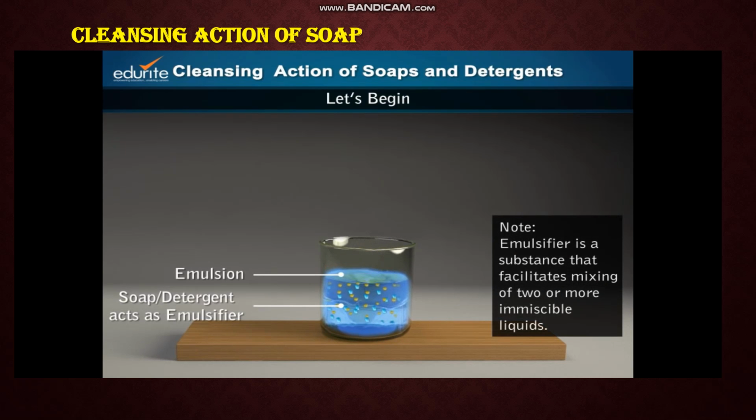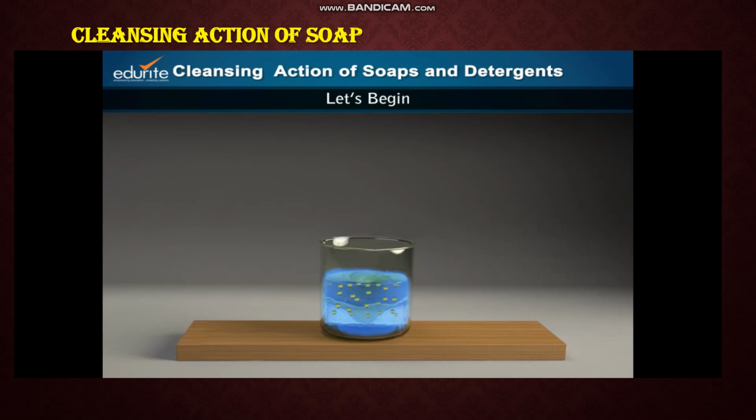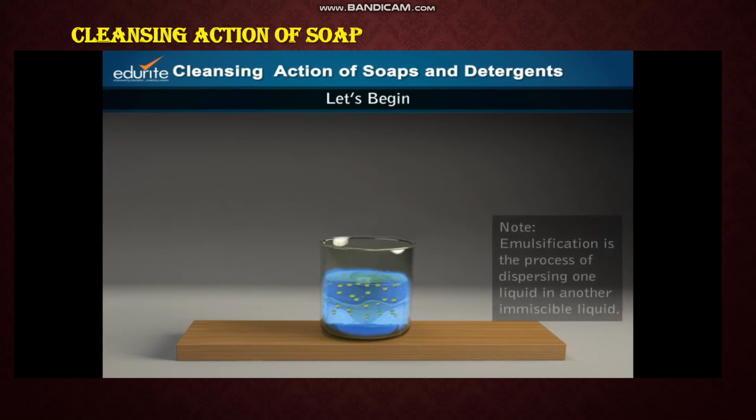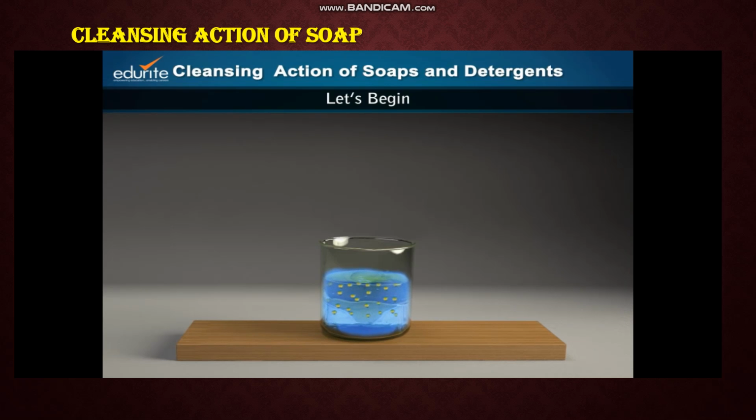The soap or detergent acts as a surfactant or emulsifier. The surfactant molecules surround the oil droplets and prevent them from coalescing. The cleansing action of soaps and detergents is due to their power to emulsify oil and dirt. Come, let's learn about the cleansing action of soaps and detergents in this module.